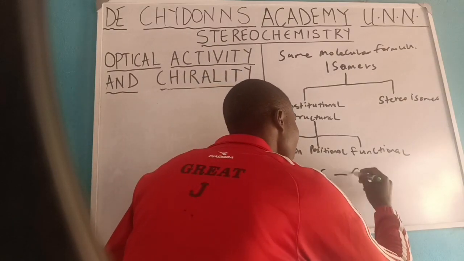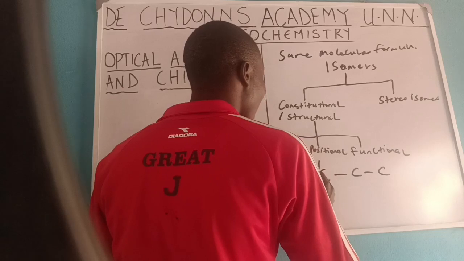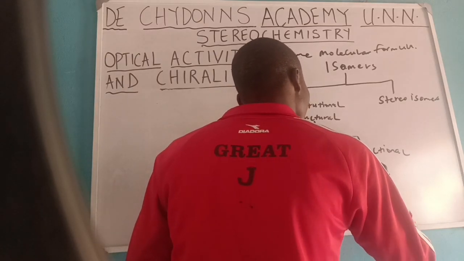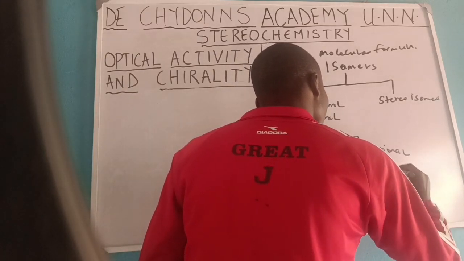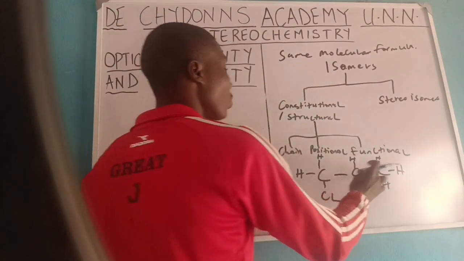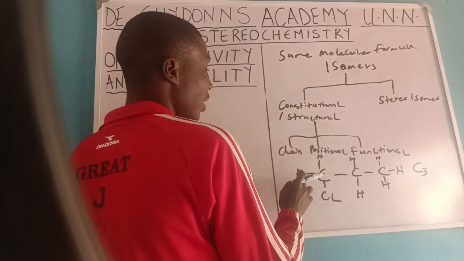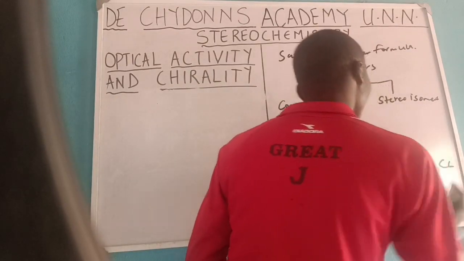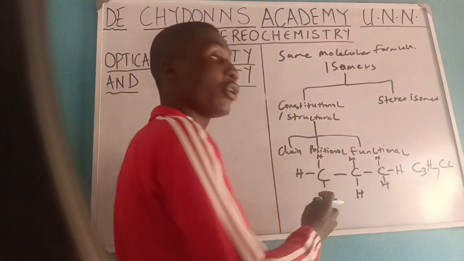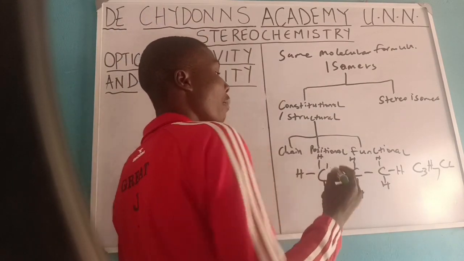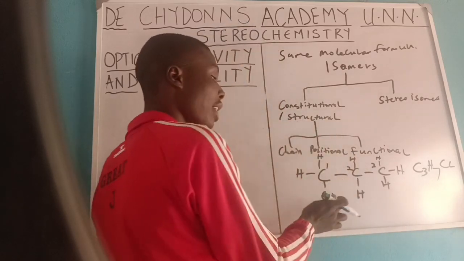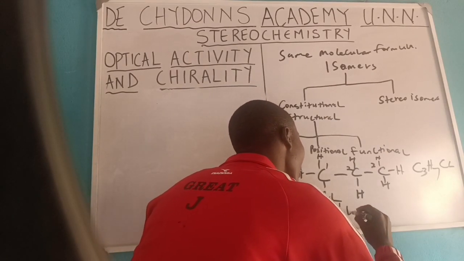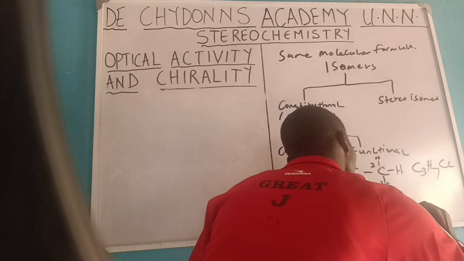We have 1, 2, 3 carbon atoms, and then we have hydrogen, hydrogen, chlorine here, and hydrogen, hydrogen, hydrogen, hydrogen, and hydrogen. So this compound has 3 carbons, then 1, 2, 3, 4, 5, 6, 7 hydrogens, and 1 chlorine atom. Now what we call this is based on the position of the Cl. This is carbon number 1, this is number 2, this is number 3. We have to start from here because of the presence of the chlorine atom. So this is 1-chloropropane.